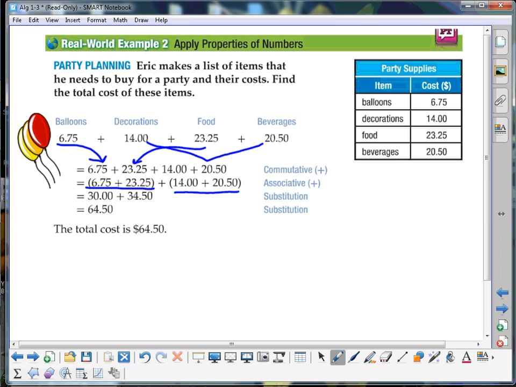And it's very easy to add 14 and 20.50, you get 34.50, and then you can add 30 and 34.50 in your head and get 64.50. Properties that he's used: first he put it in a different order. He used the commutative property. Then he grouped them, used the associative property, and then he substituted and substituted.